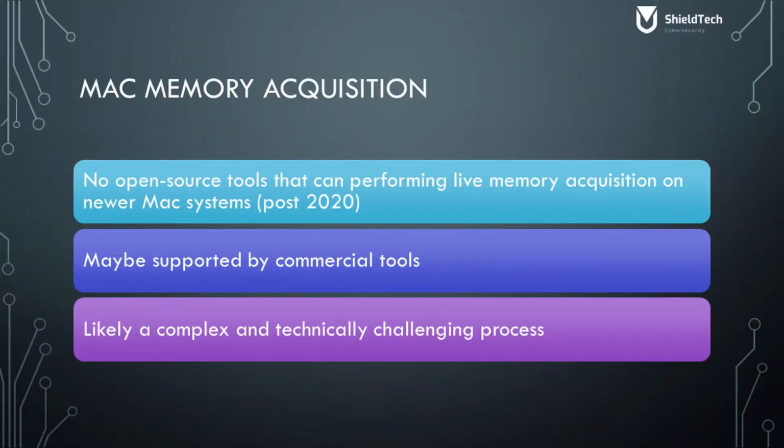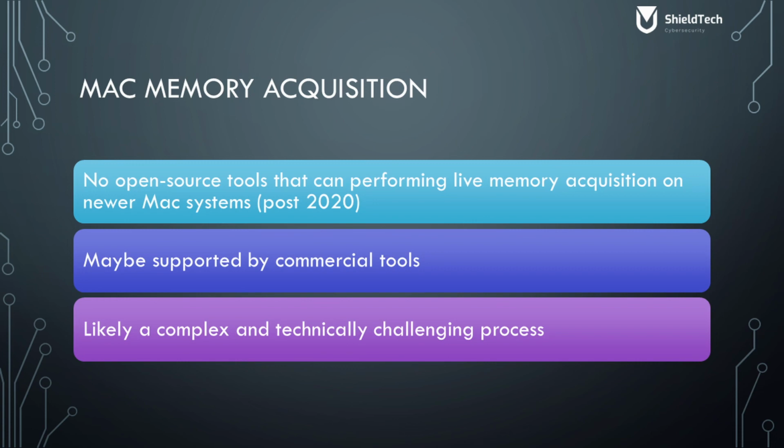There are currently no widely available open source tools for performing live memory acquisition on newer Mac systems. These are systems running the latest Apple Silicon ARM-based processors. These are MacBooks that came out in 2020 or later. Some commercial tools may be able to perform this task, but it is likely a complex and technically challenging process that requires specialized knowledge and expertise. This, however, might change in the future.